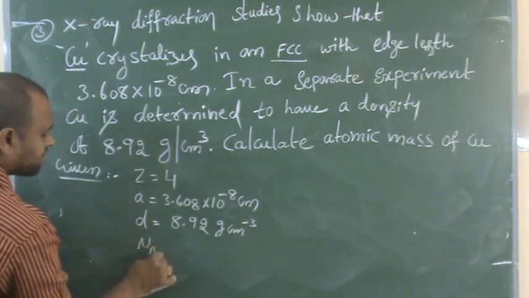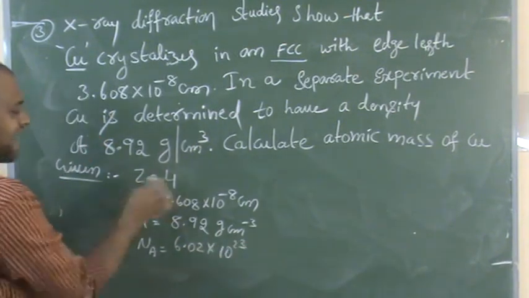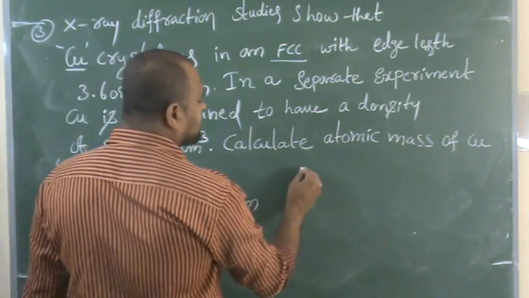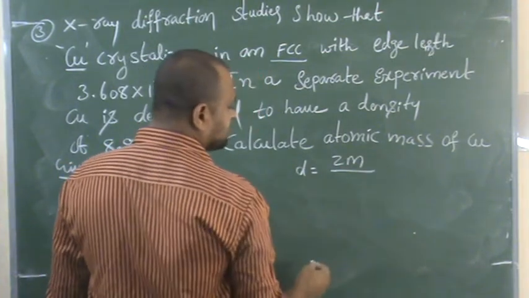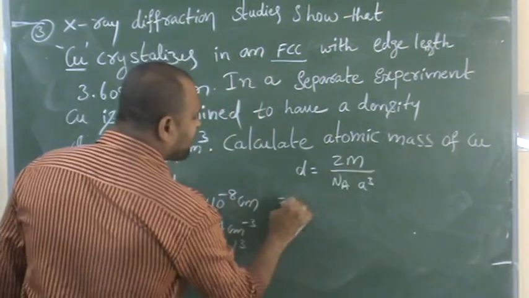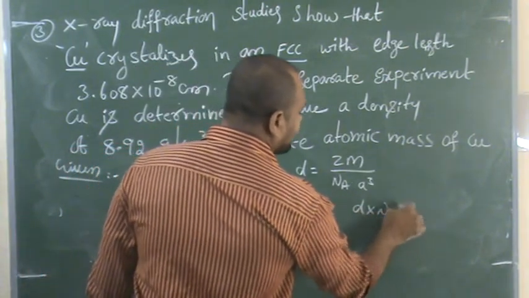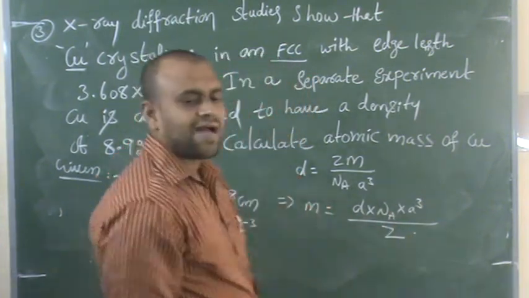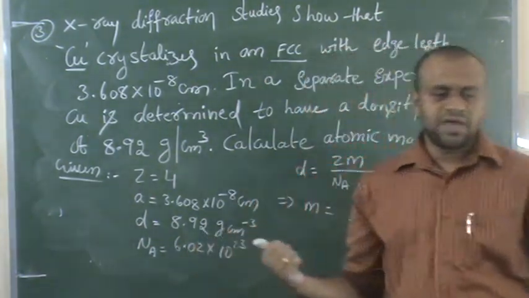We know Avogadro's number Na is 6.023 into 10 to the power of 23. By having all these values, you can calculate molecular mass. We have the formula density is equals to Z into M by Na into A cube. So we have to find out molecular mass. Molecular mass is equals to D into Na into A cube divided by Z. Substitute all the values and you find out the value of molecular mass of the given substance.